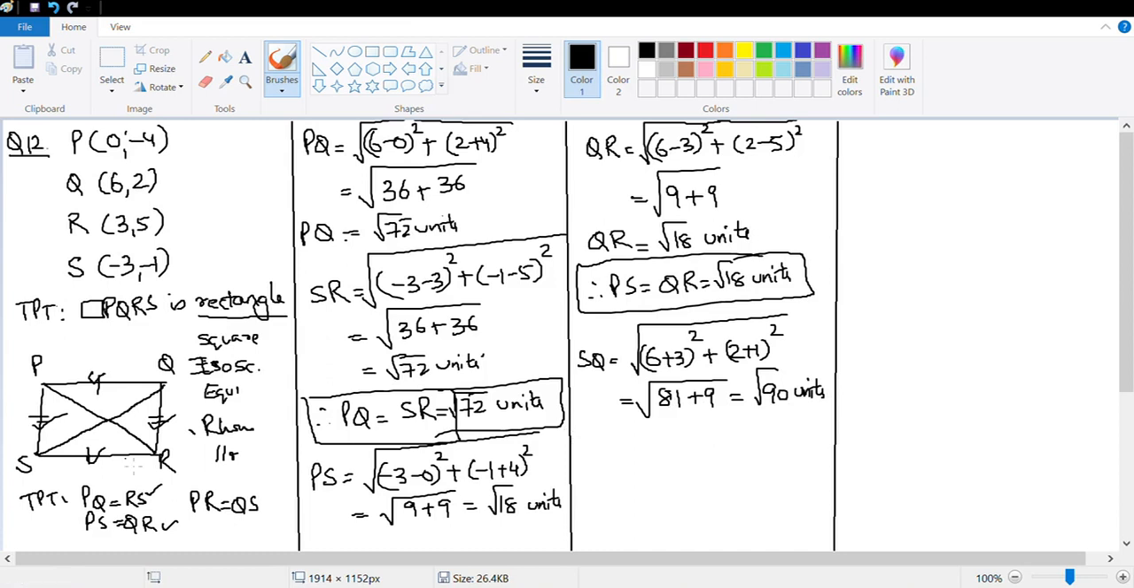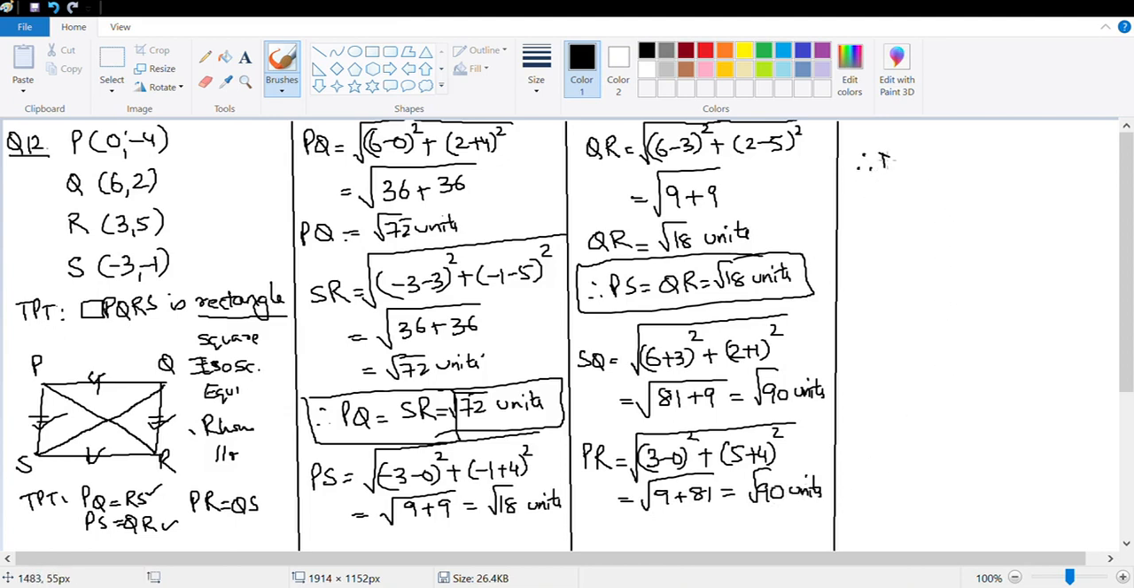Let's look at the second diagonal, which will be PR. So PR will be equal to the square root of 3 minus 0 whole square plus 5 minus negative 4, that's 5 plus 4 whole square. So 3 minus 0 whole square is 9. This is 81. So this is equal to root 90 units. So therefore diagonal SQ is equal to the other diagonal PR, which is root 90 units.